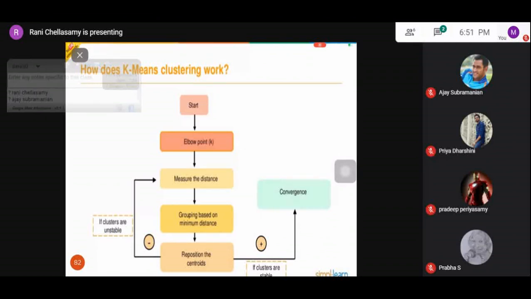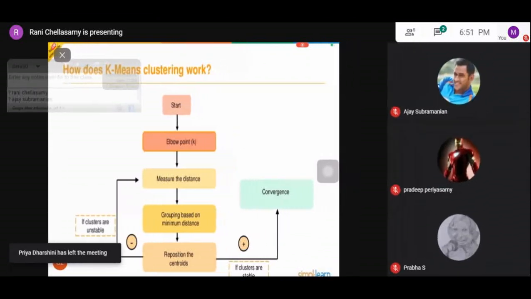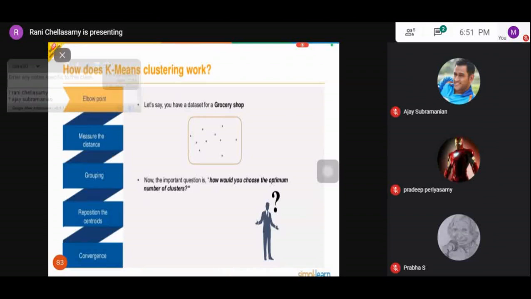If the clusters are unstable, then we again repeat the same process: measure the distance, group the data objects based on the minimum distance, and relocate the centroids. So you have to repeat all these processes if the clusters are unstable. First, you need to find the elbow point.